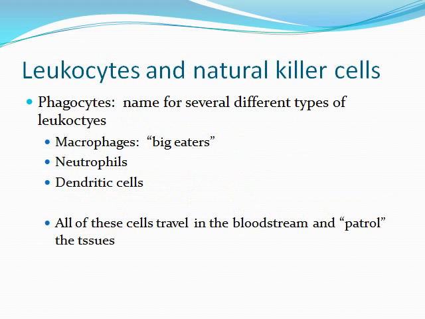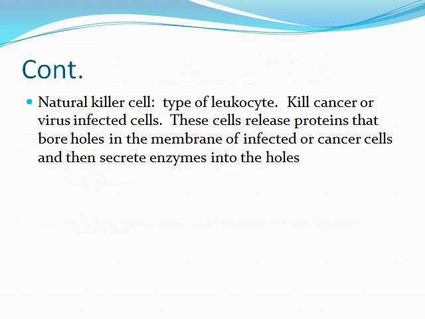So leukocytes are natural killer cells. Phagocytes are just a general name for leukocytes, macrophages, neutrophils, dendritic cells. All of those are phagocytes. The word macrophage, macro means large or big, so macrophages are big eaters, and all of these phagocytes work to fight off infection. They basically eat the invaders. So all of these cells work together and, in quotes, patrol the tissues of your body to help recognize any invaders that might be present.